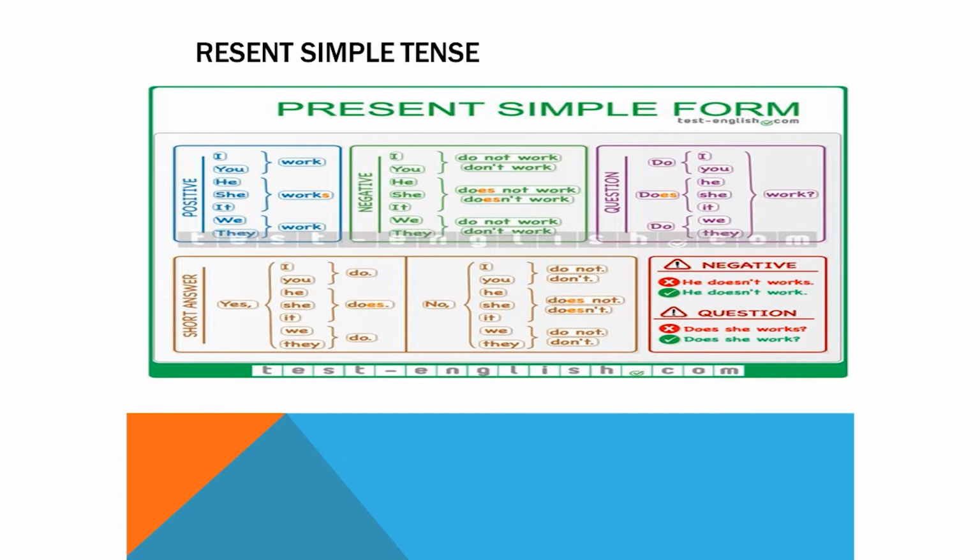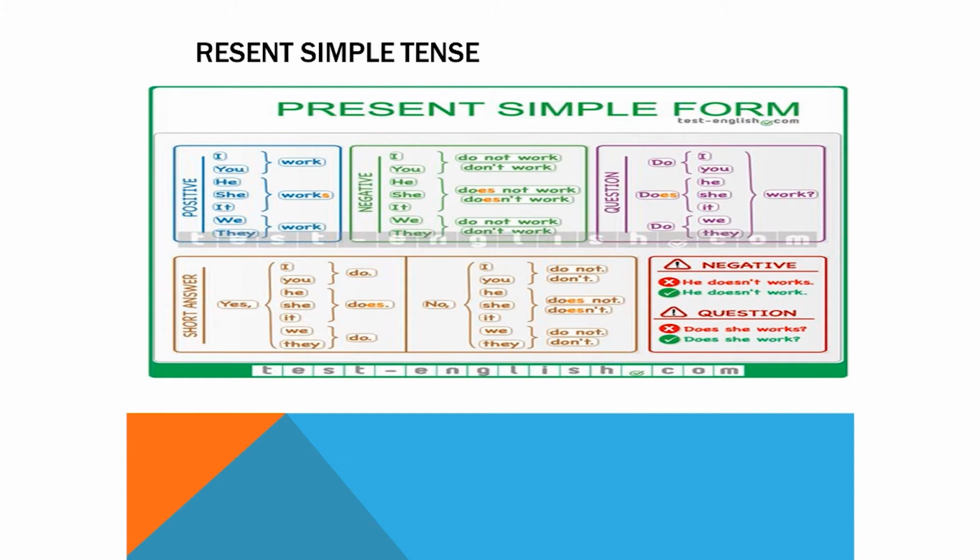To form a negative form, we use doesn't for the singular pronouns and don't for the plural pronouns. For example, I don't work, you don't work. He doesn't work. Doesn't because we have the singular pronoun he. She doesn't work, it doesn't work. We don't work, they don't work.